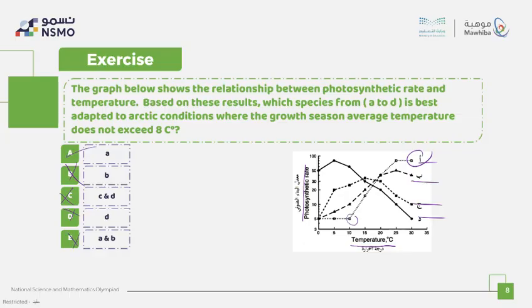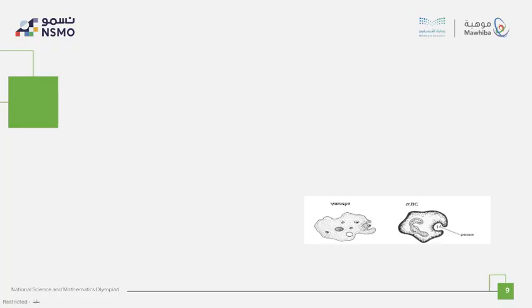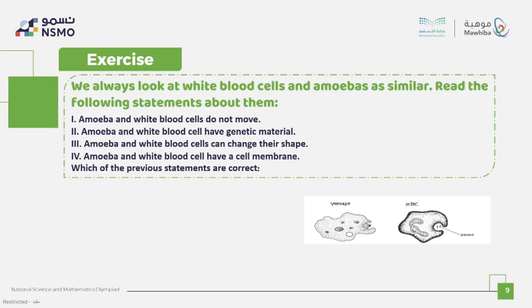Okay, think about that. A species' survival is not about being the strongest, but about being the most well adapted to the environment. Let's keep going with the exercise. We always look at white blood cells and amoebas as similar. Read the following statement about them. Okay, let's analyze the statement, guys, step by step.